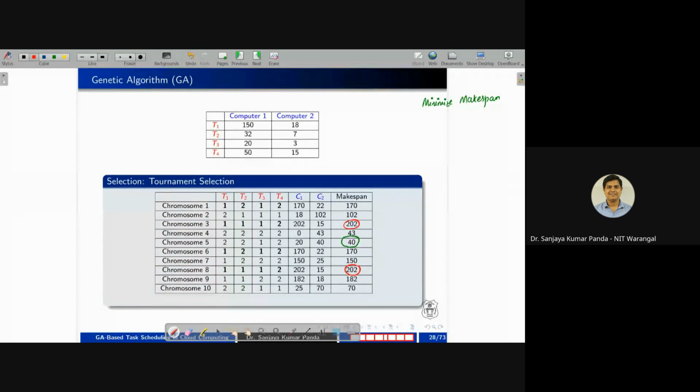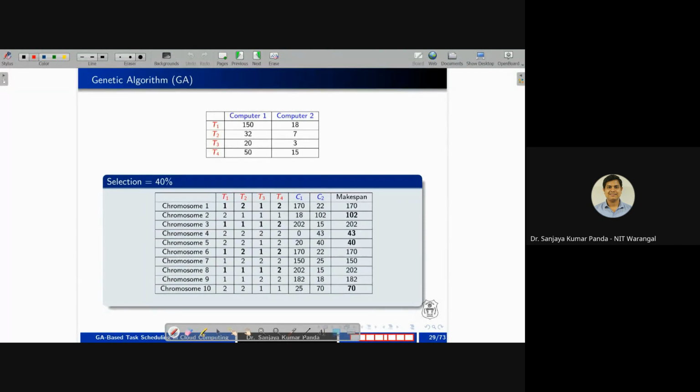So you can apply different types of selection methods that I'll tell you in subsequent slides. You can apply tournament selection, you can go for rank selection, you can go for elitism. Okay, there are different types of selection methods. Using those methods, you can select. Now, for example, I have a very simple selection method.